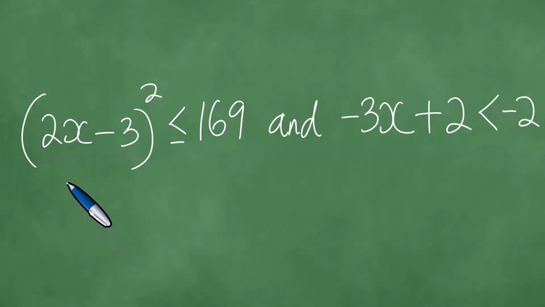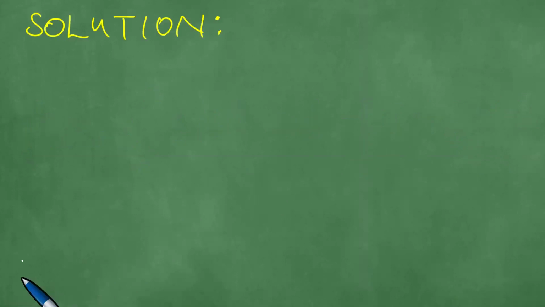Right, in this lesson, we shall proceed to solve this particular question step by step as follows. We proceed to answer this question, to solve for x. Given (2x minus 3) all squared is less or equal to 169, and minus 3x plus 2 is strictly less than minus 2, and we present a solution to this problem step by step as follows.